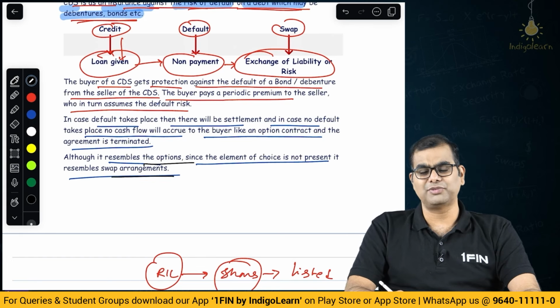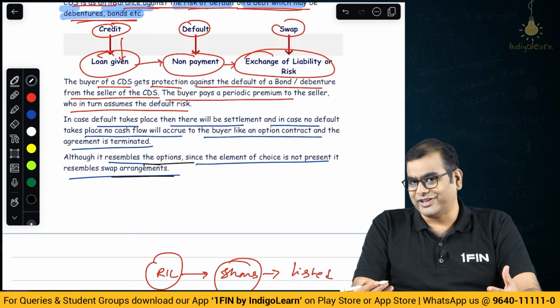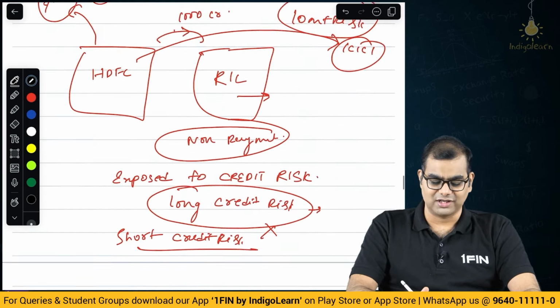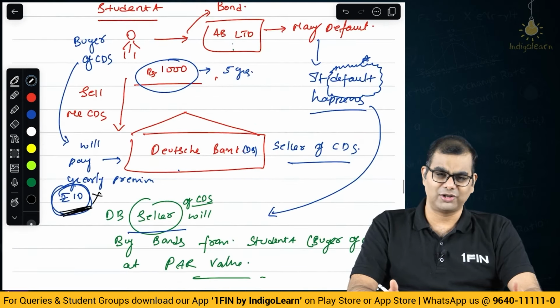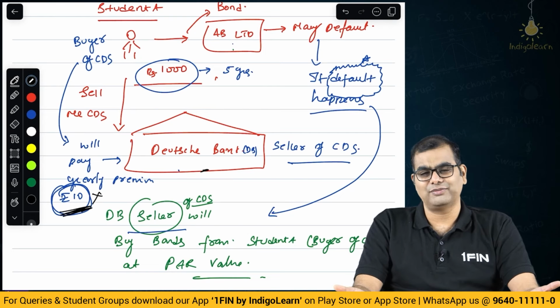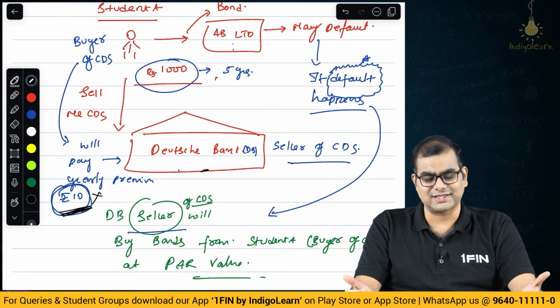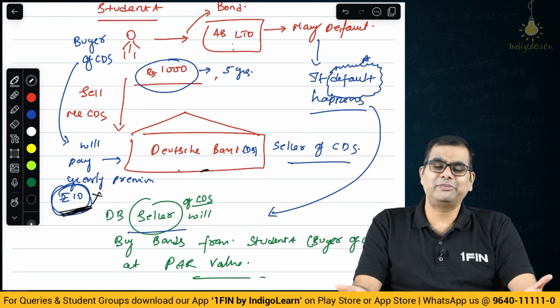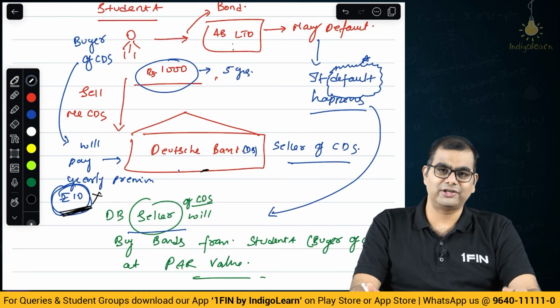Why is this resemblance? What is this choice? There is no point after they have defaulted, after AB Limited defaults. Are you such a brilliant person that you will go and tell Deutsche Bank, see, they have defaulted, however, I am so generous, I will not exercise my option, let me bear the burden? Why are you entering into an insurance contract?